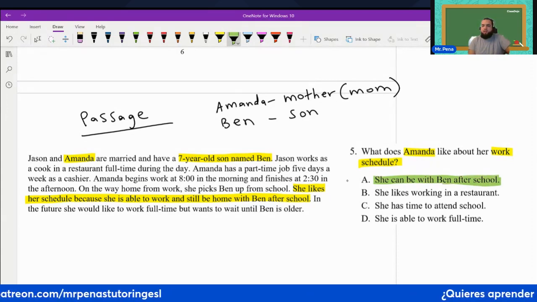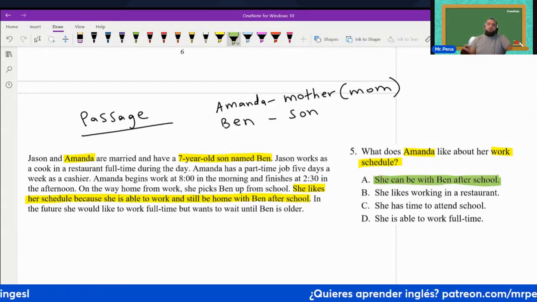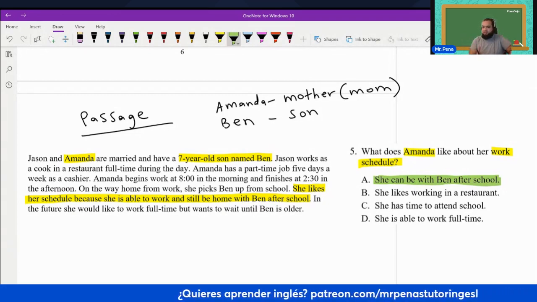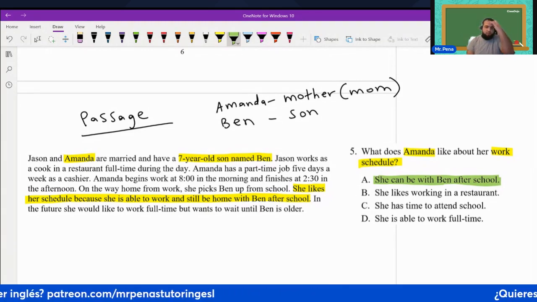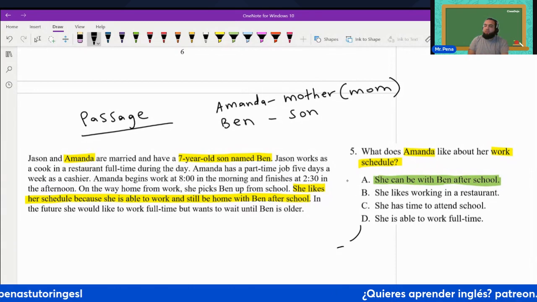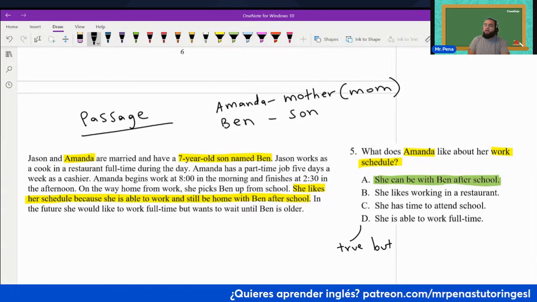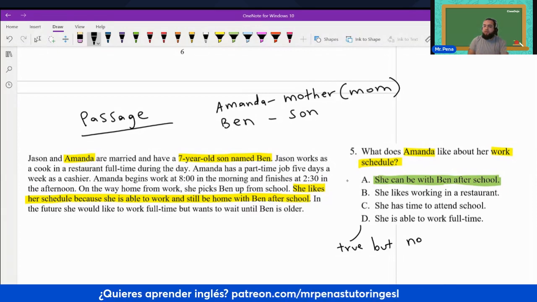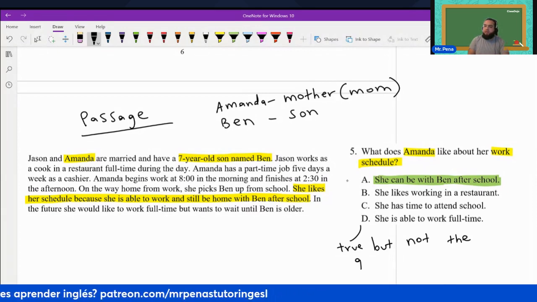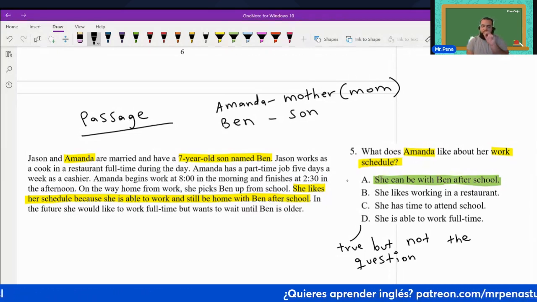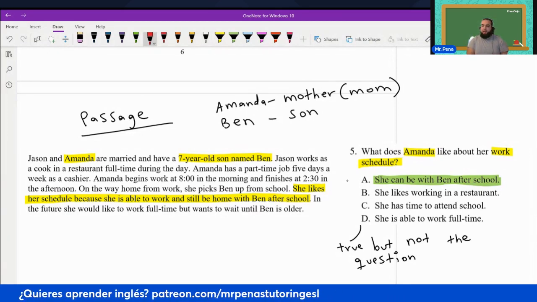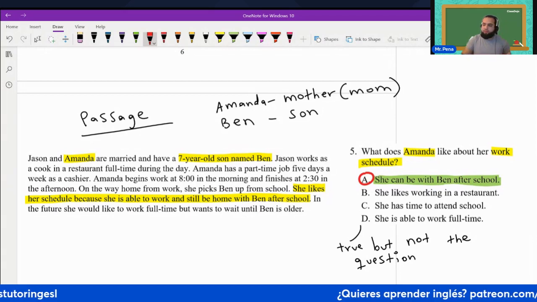She likes working in a restaurant. It doesn't say that. She likes working, she has time to attend school. It doesn't say that's why she likes her job. She is able to work full time. That is true. Letter D is true, but not the question, meaning it's in the story. Letter D is in the second line, but it's not the question. The answer is A. Amanda likes her schedule because she can be with Ben after school.